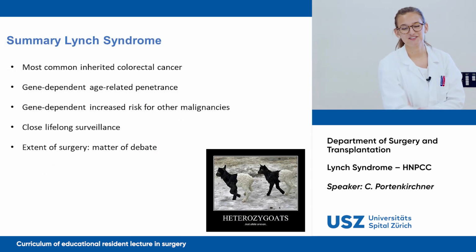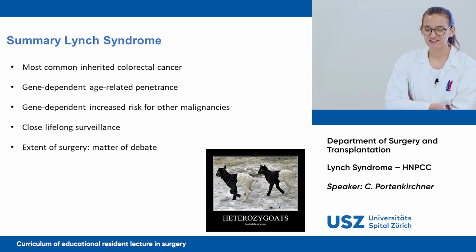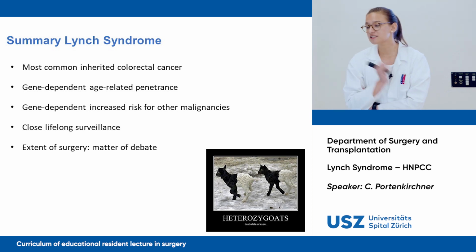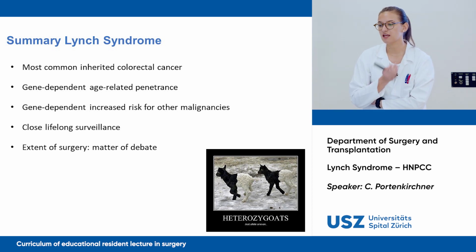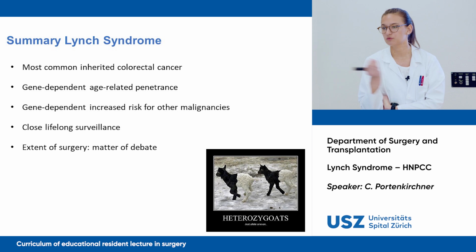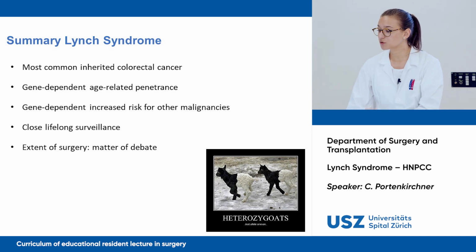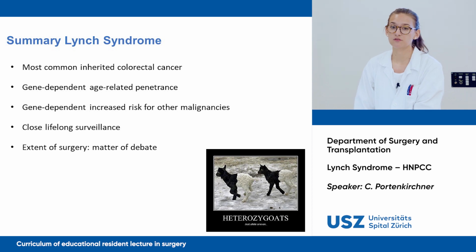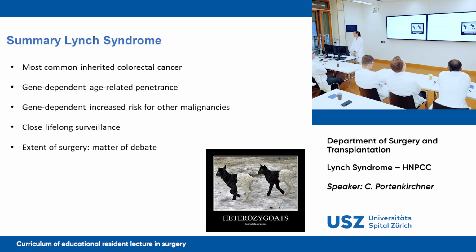So now we treated our patient, and now we can do a short summary. Lynch syndrome is the most common inherited colorectal cancer. It is important that there is a gene-dependent, age-related penetrance, as you now all know. We have a gene-dependent increased risk for other malignancies. You have to perform lifelong surveillance in these patients, and the extent of surgery is not clear right now. It's a matter of debate, and it's still going on.